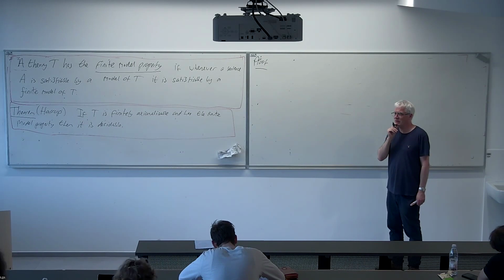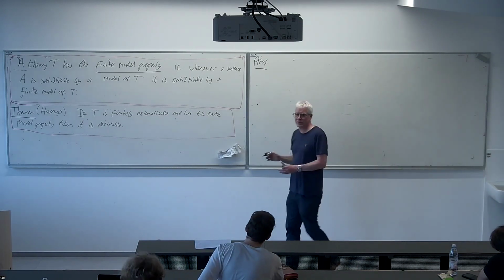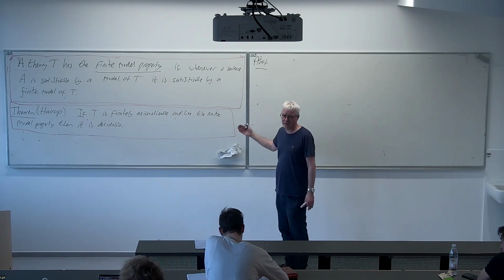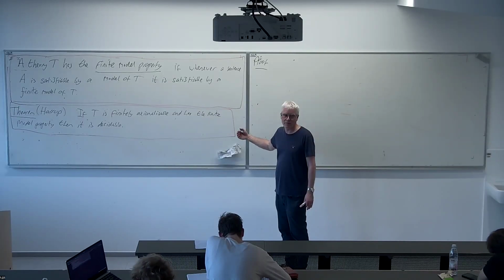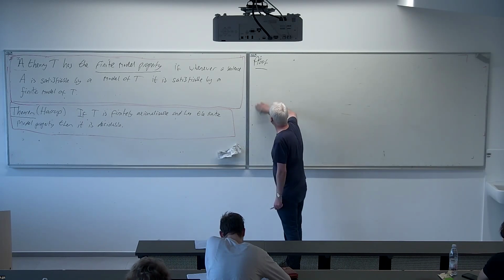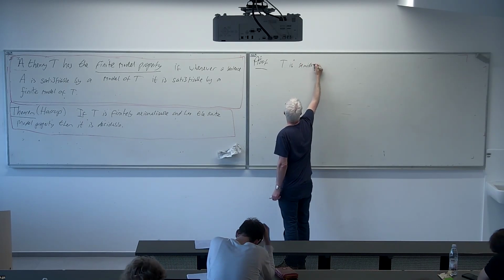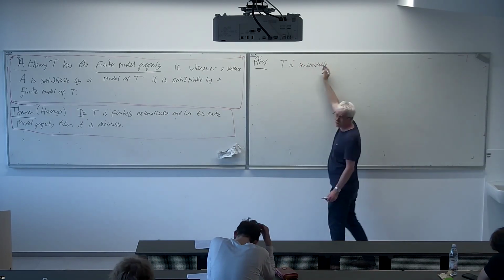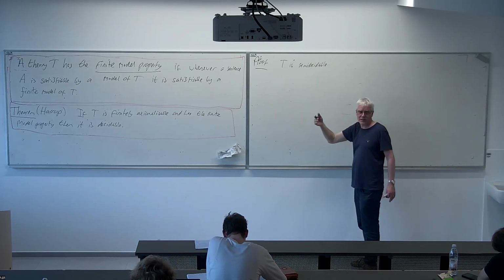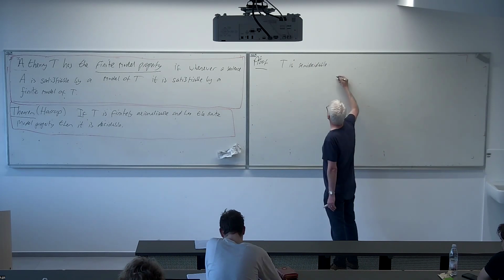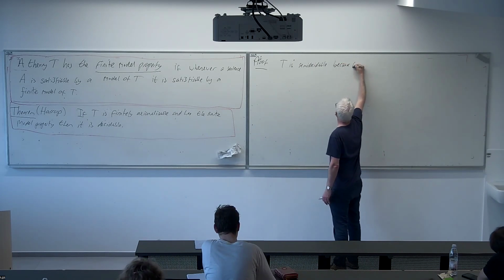So the proof is, once again, we're going to establish that both the theory T and its complement are computably enumerable, so both are semi-decidable. So T is semi-decidable, for the same reason as before: if it's finitely axiomatizable, then it's computably axiomatizable, and we have the result that computable axiomatizability is equivalent to semi-decidability. So that's because it's finitely axiomatizable.